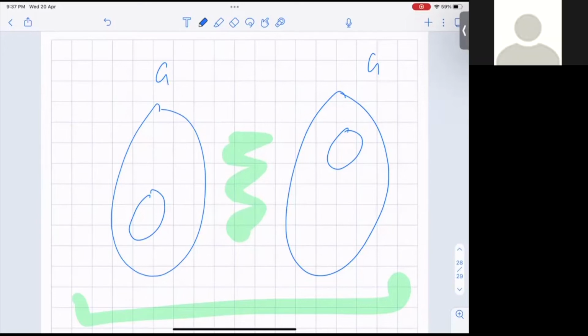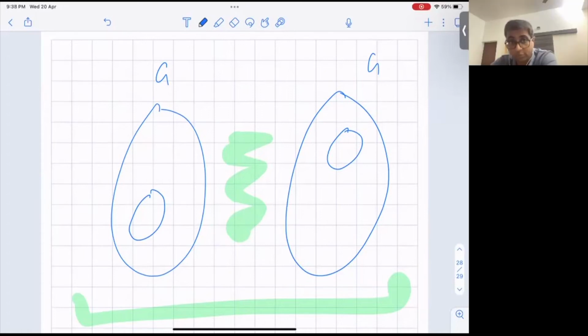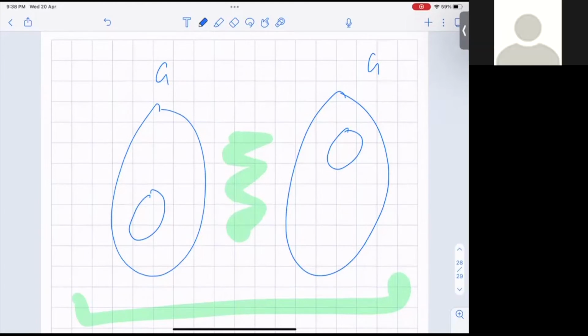So we add an edge between two copies of the same vertex. Okay, that's a good suggestion. How many of you agree to that suggestion? So what is he saying?